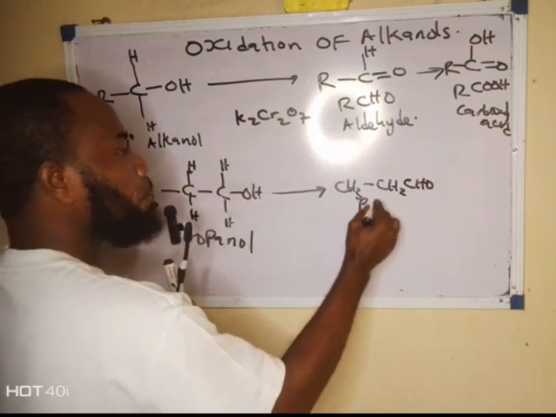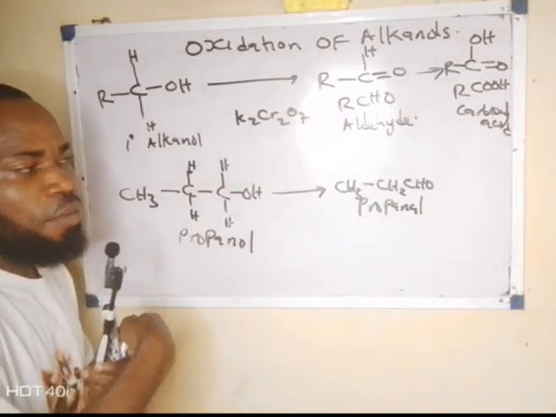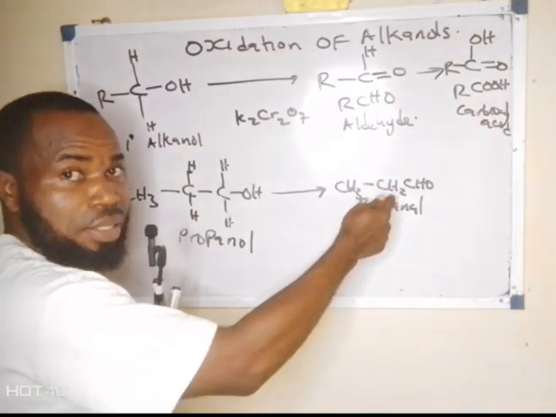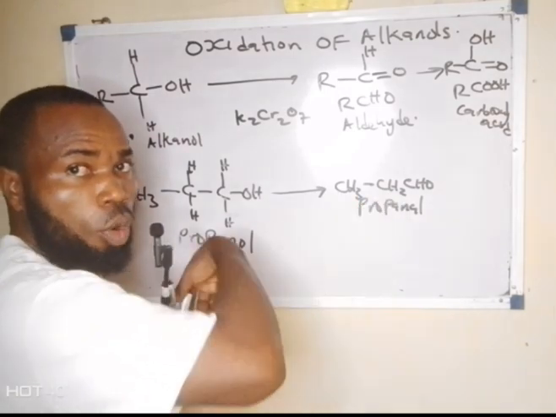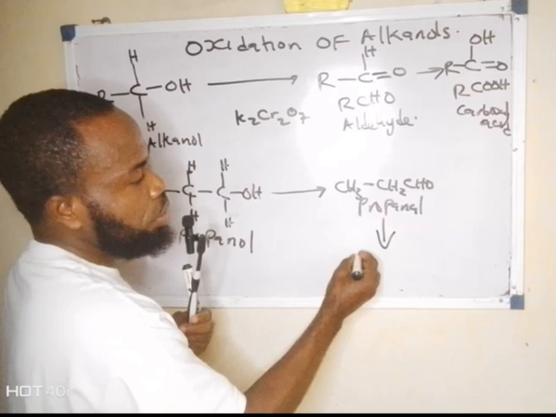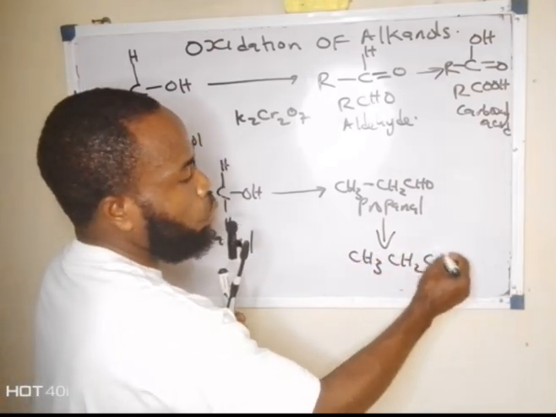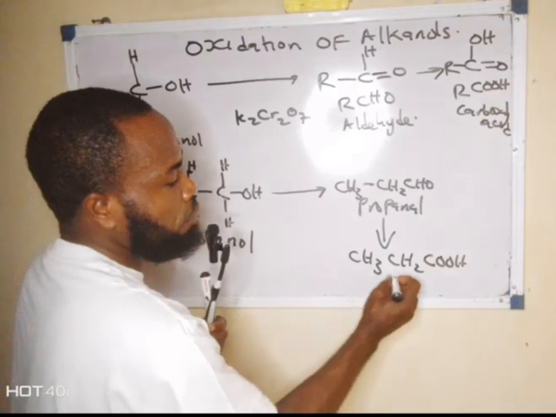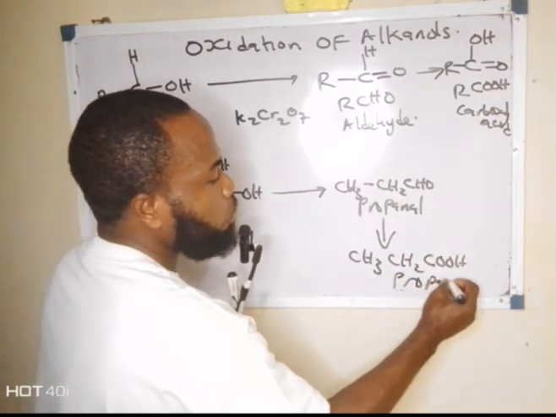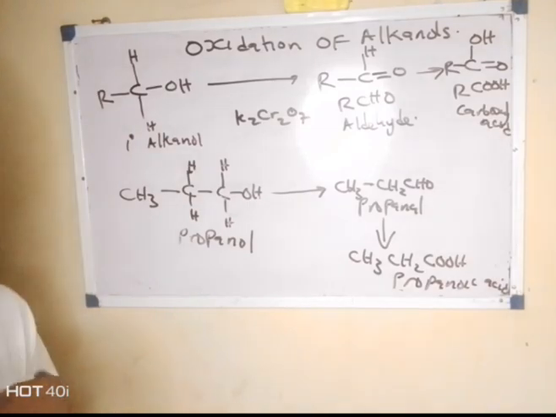So this is propanal, which is an aldehyde. Then if I completely oxidize this alkanol, I'm going to have CH3CH2COOH. That means I'm going to have a propanoic what? Acid. Now look at it. So look at the breakdown of it.